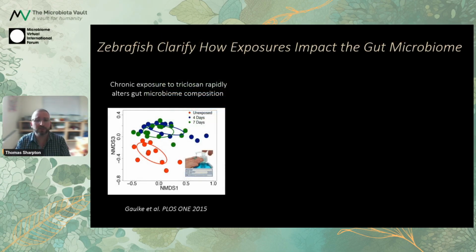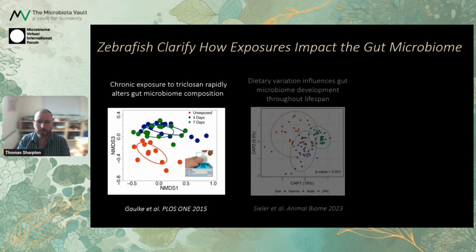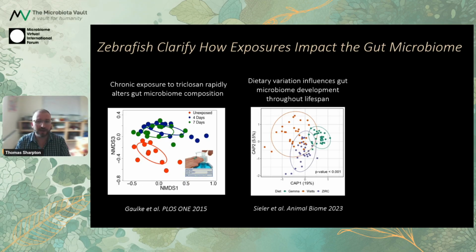This model system has helped reveal exposure agents that impact the gut microbiome. For example, we showed that exposure to the consumer-grade antibiotic triclosan rapidly perturbs the zebrafish gut microbiome. Additionally, by taking advantage of the rapid growth rates of zebrafish, we were able to show how exposure to different diets affects the assembly and development of the gut microbiome throughout lifespan.